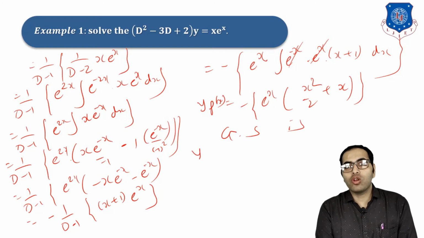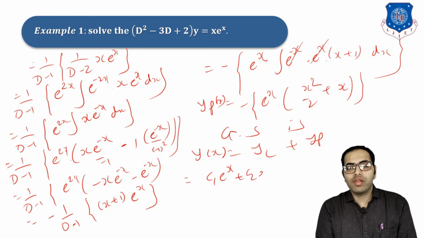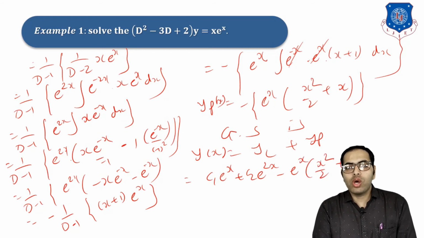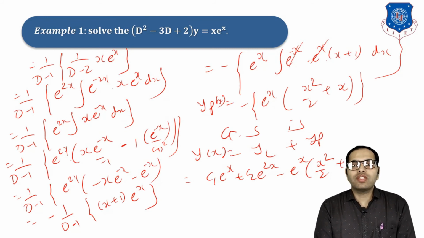Now the general solution is y of x equal to yc plus yp. Yc is c1 e^x + c2 e^(2x), and yp is minus e^x into (x²/2 + x), where c1 and c2 are arbitrary constants.